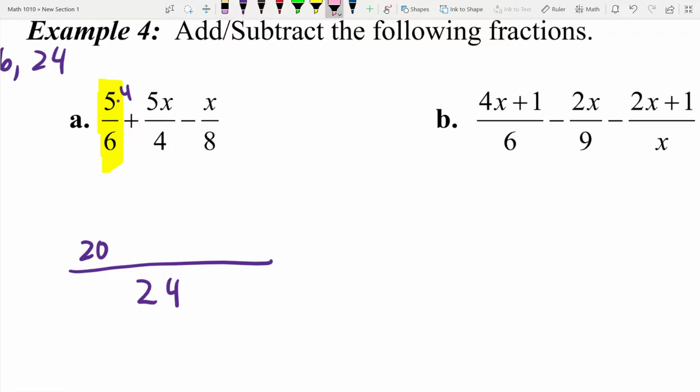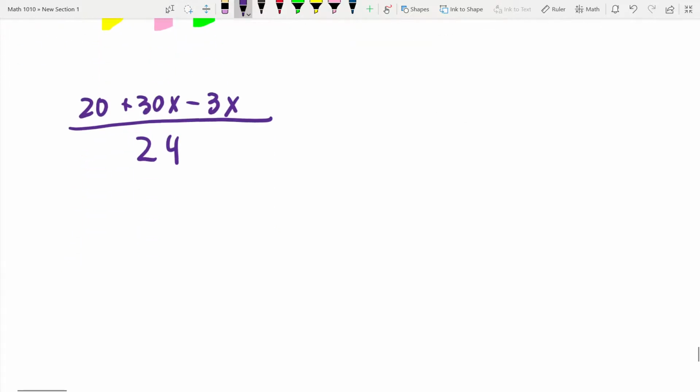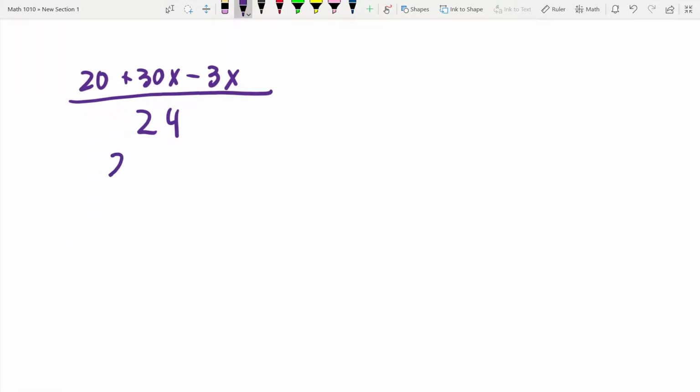Let's do the next one. The denominator is a 4. I have to turn it into a 24. I multiply by 6. Therefore, 5x times 6 is 30x. Do the last one. I have an 8. I have to multiply by 3 to get a 24. So negative x times 3 is a negative 3x. Now I add those together and I get 20 plus 27x all over 24.